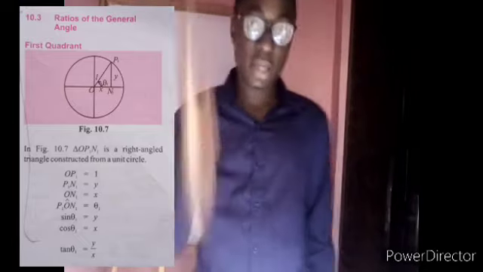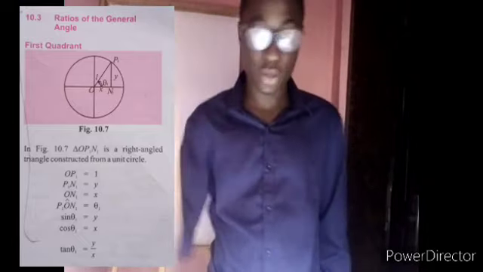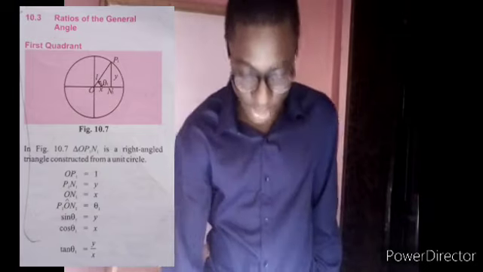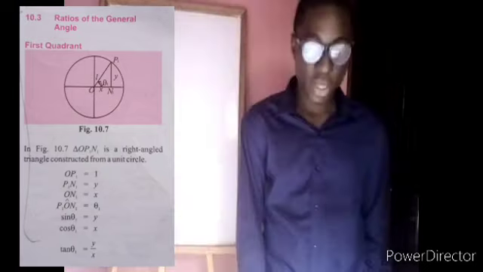At the end of the day, we have P1N1 equals y. That is the projection of the y-axis, as a perpendicular to the x-axis. That's P, and then we also have ON, which is the x-axis itself, which is x.